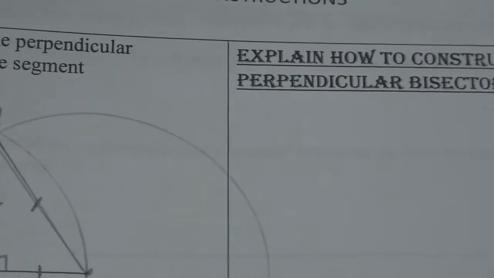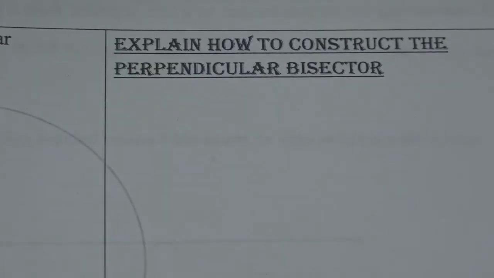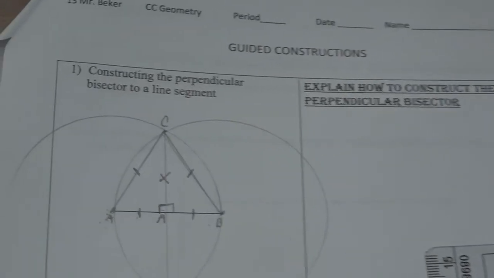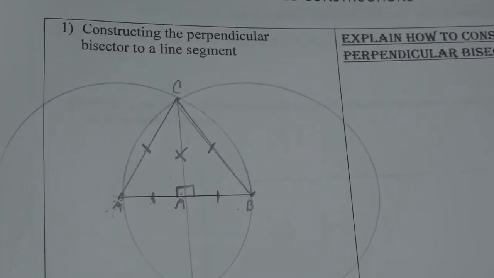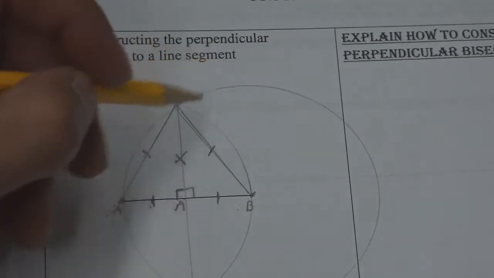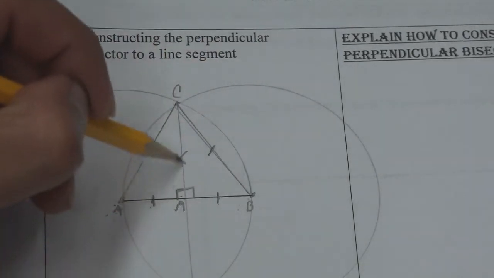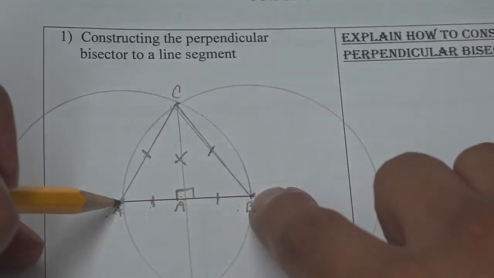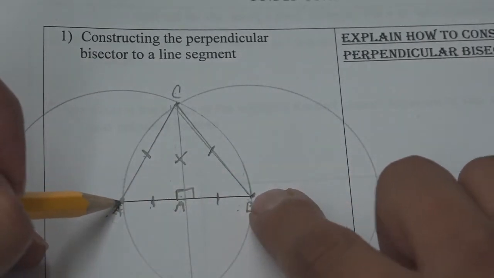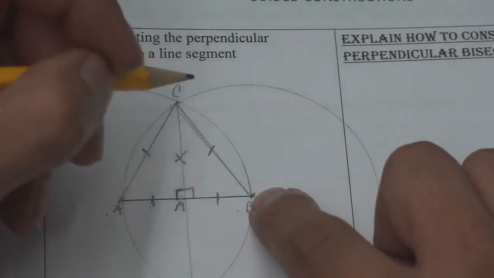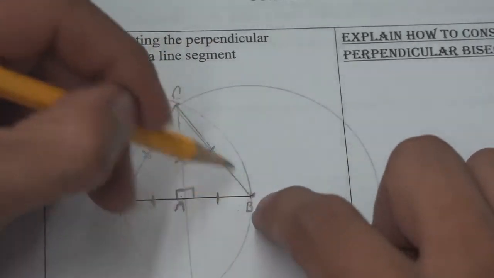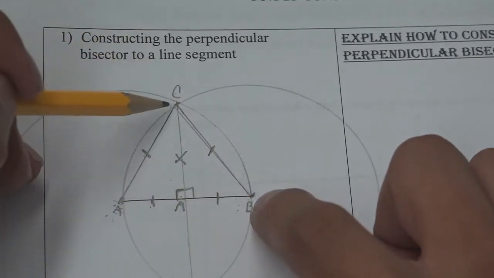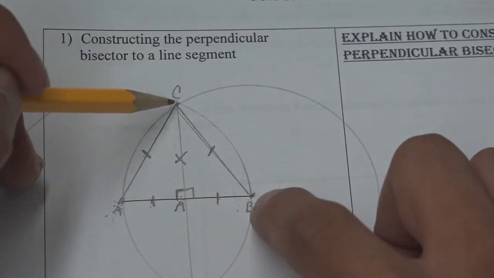All right, so now, explain how to construct the perpendicular bisector. Well, by definition, anywhere I go on this line will be equidistant to points A and B. It has been proven. So for example, this is an equilateral triangle. So the distance from C to B is the same distance from C to A.